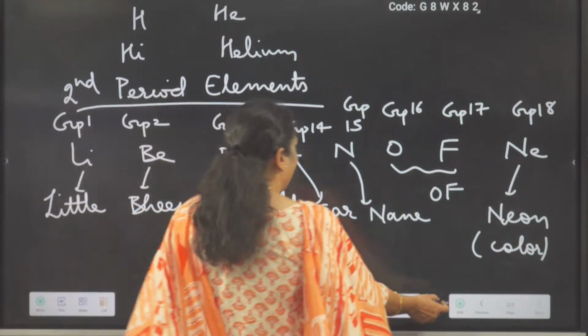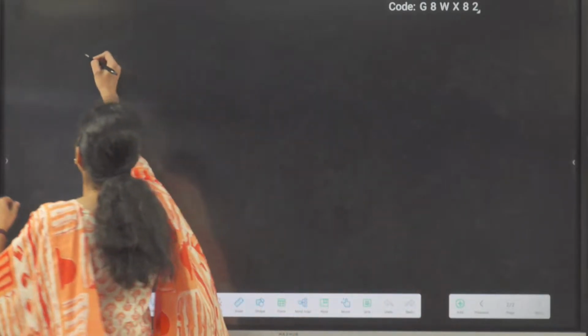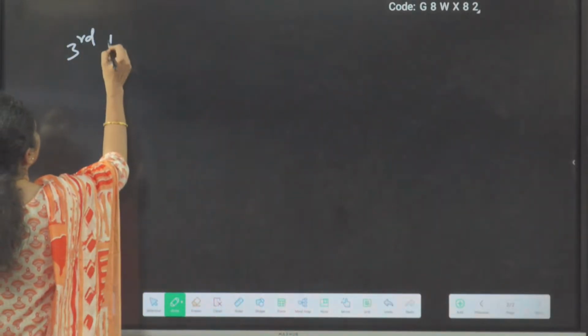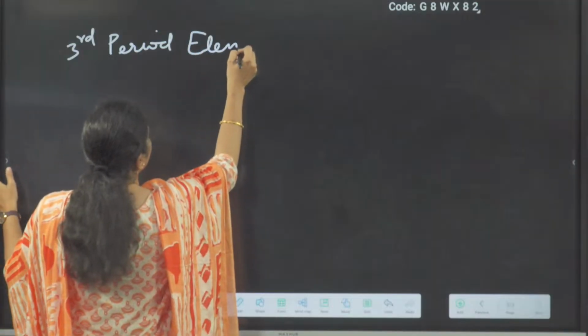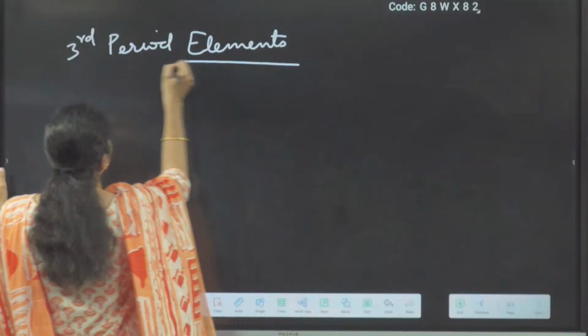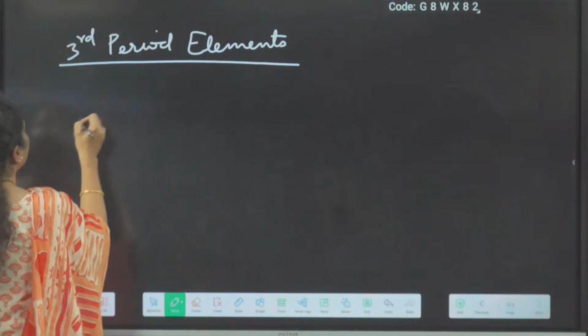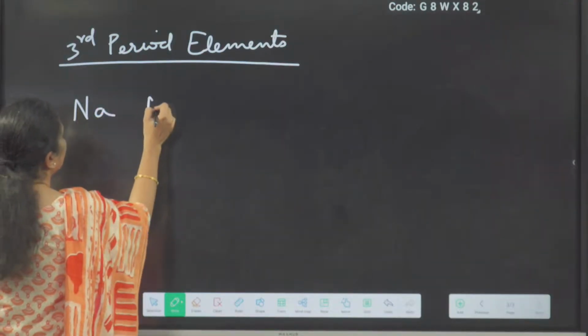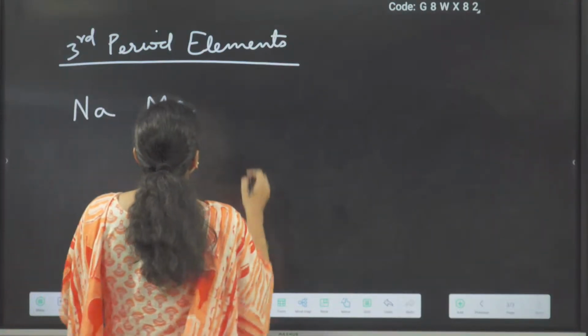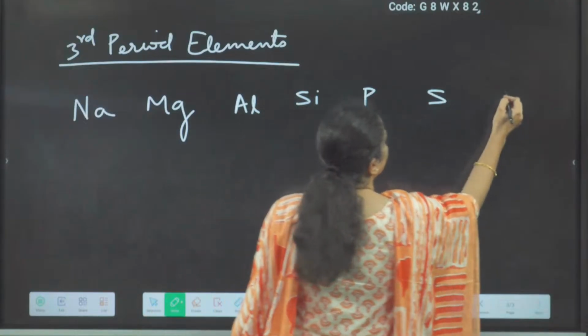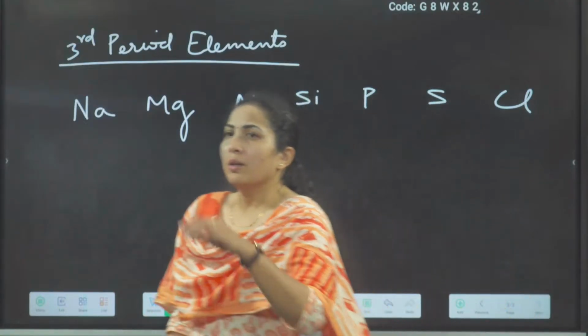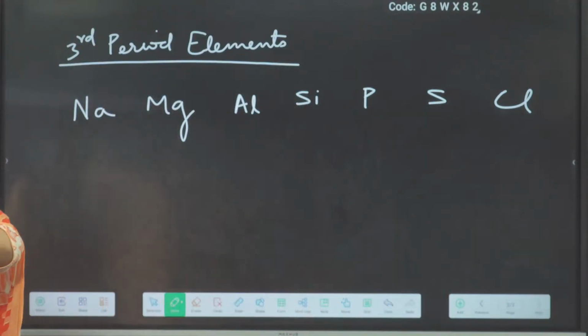Okay. Now let us go for the third period elements. Third period elements. In that case, I am writing a few elements here which are present in the same period. So these are the elements which are present in the third period.